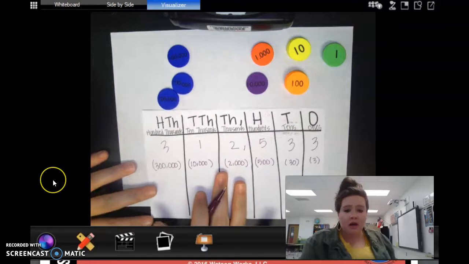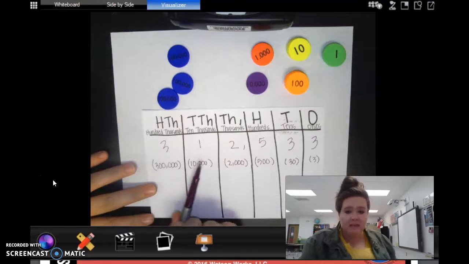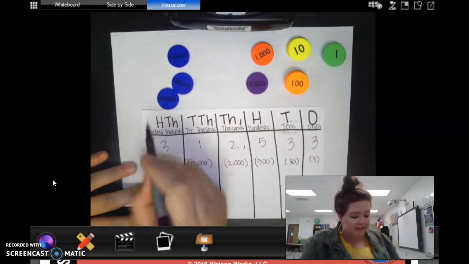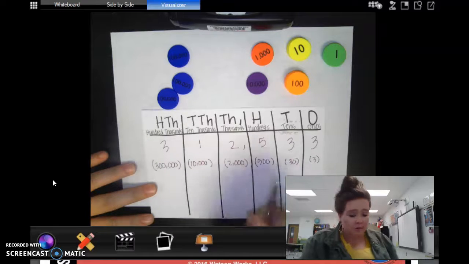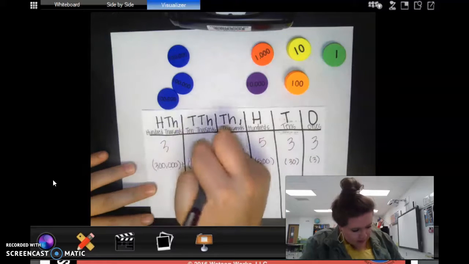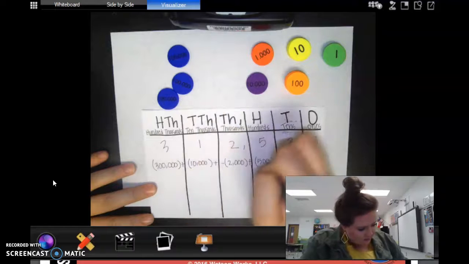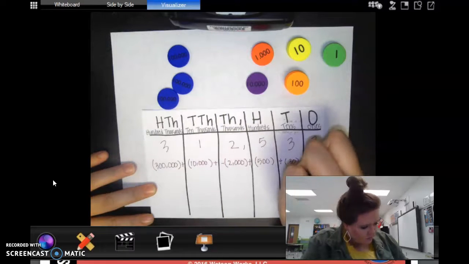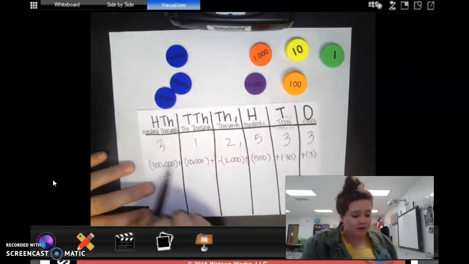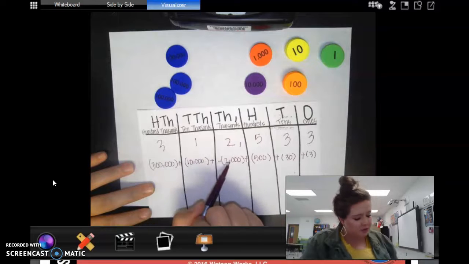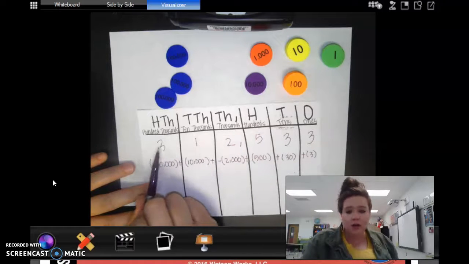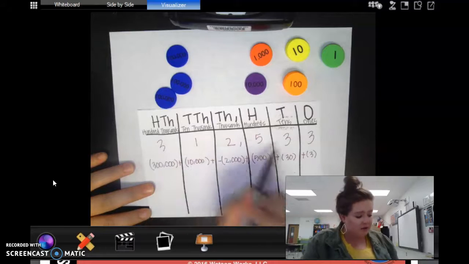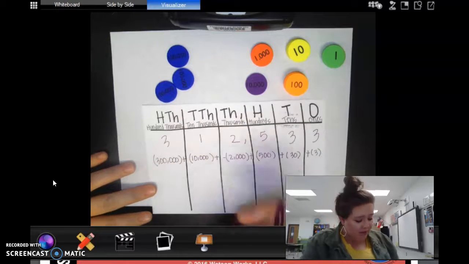So now you've already put your number in expanded form. This is standard form. This is expanded form. And all you would have to do is put your plus signs. So 300,000 plus 10,000 plus 2,000 plus 500 plus 30 plus 3 equals 312,533.